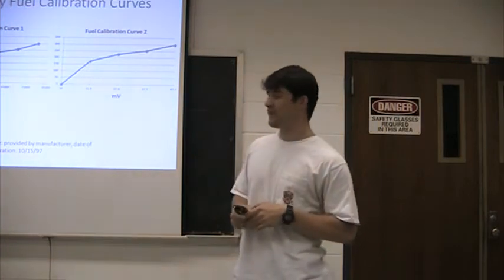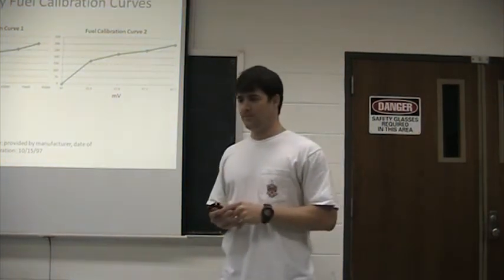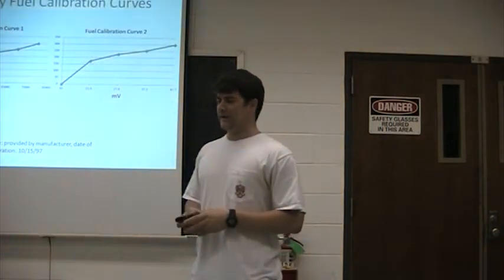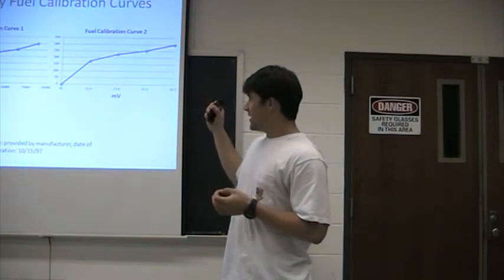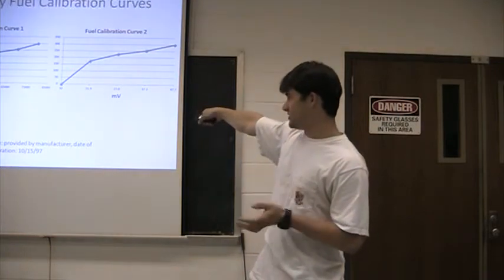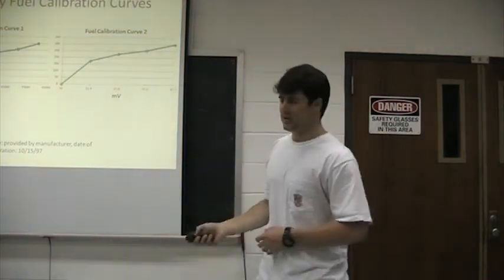I was also asked to graph the fuel calibration curves, 1 and 2. One is based on RPM, and one is based on MV. I did not have a zero value, so I found the average differences between these and went down so I could get a zero, so I could have a bit of a slope so you can see what it's like to start up.